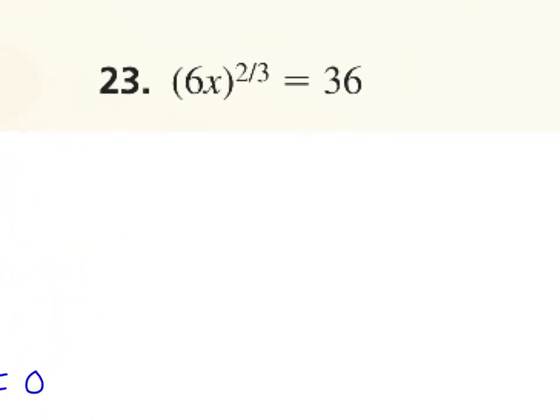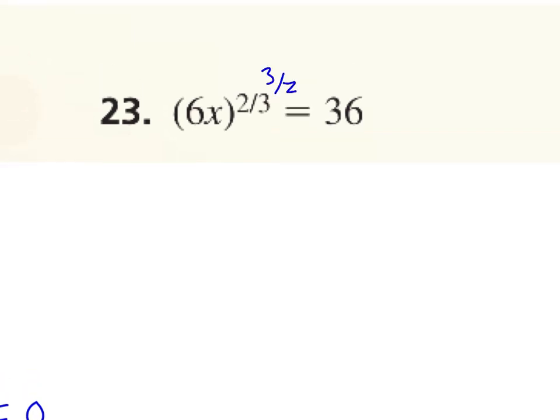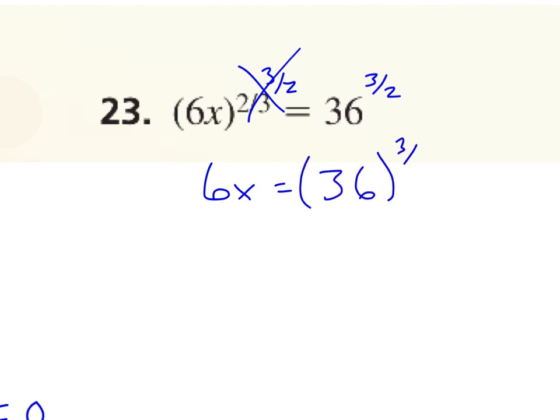All right, last one, 23. 6x to the 2/3 power is equal to 36. How can we get rid of that 2/3 power? Raise it to the reciprocal. So this becomes to the 3/2 power, and raise it to the 3/2 power. So this cancels. So we have 6x is equal to 36 to the 3/2 power.